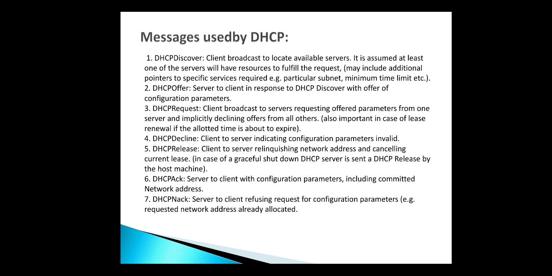Messages used by the DHCP: one is DHCP discover, then DHCP offer, DHCP request, DHCP decline, release, and DHCP acknowledgement, that is positive acknowledgement and negative acknowledgement. In DHCP discover, the client broadcasts to locate available servers. It assumes at least one of the servers will have resources to fulfill the request. It may include additional pointers to the specific service required, for example, a particular subnet, minimum time limit, etc.